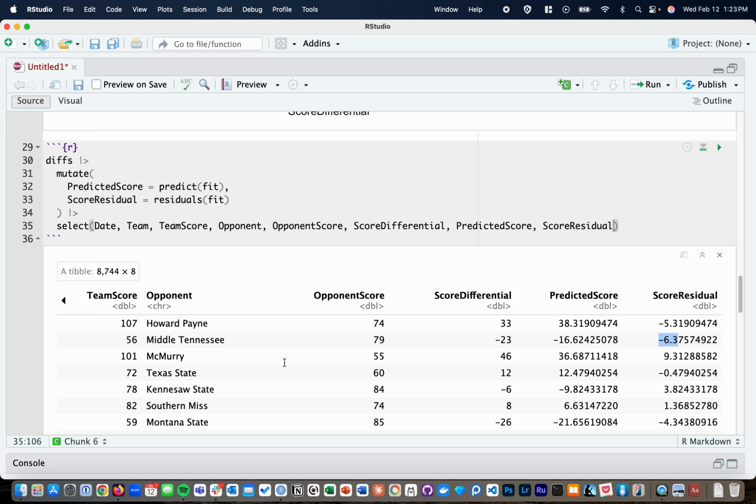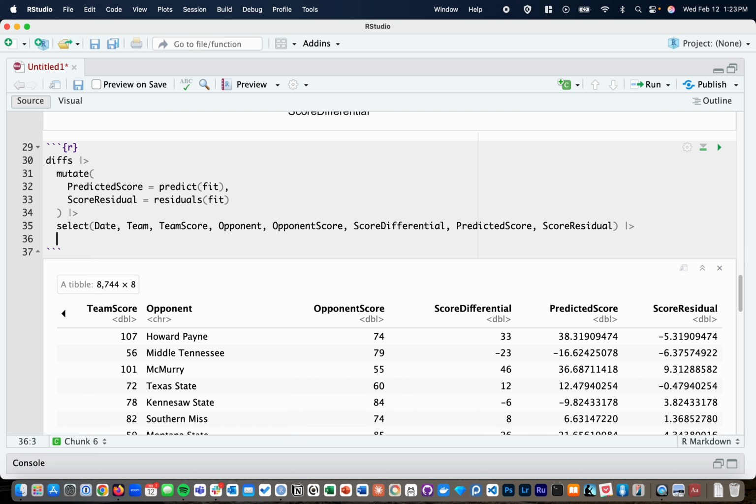The next game they won 101-55. They outscored them by 46. Here they were actually overperforming. So they overperformed by 9 points. So you can get an idea here. If it's negative, it's underperforming. If it's positive, they're overperforming. So obviously, I don't know about you, I don't give a rat's ass about Abilene Christian.